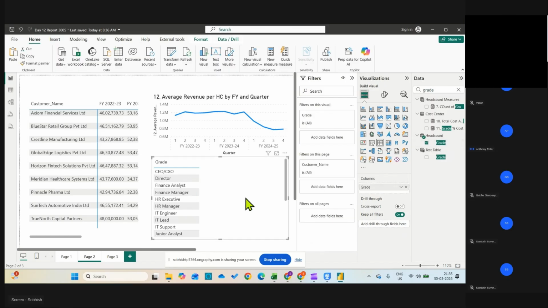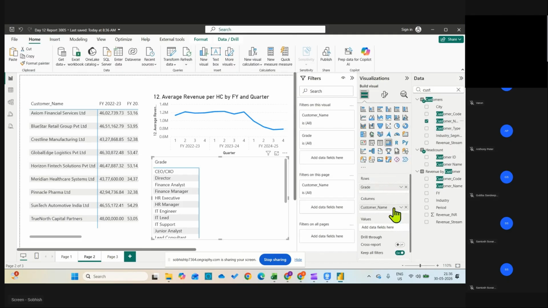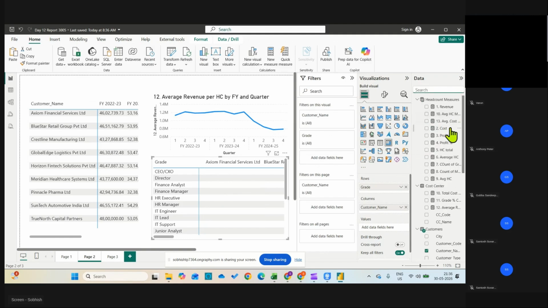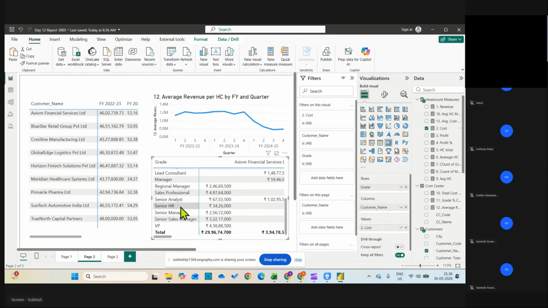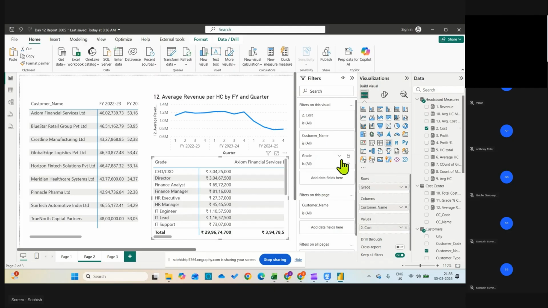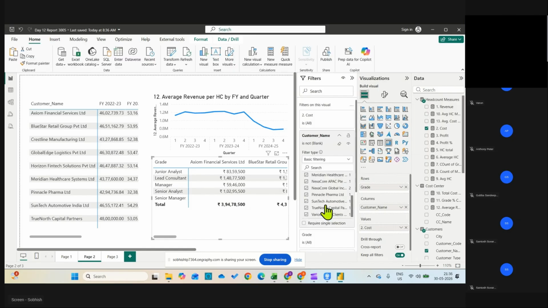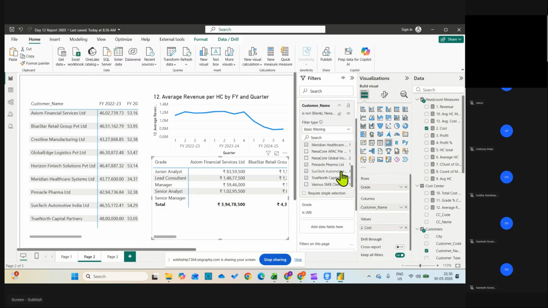So we can look at their cost. We can look at their cost percentage. For example, let's look at the grade mix for each customer. Let's say I have the customer name here. Let's bring the customer name in columns, and then I will bring the cost here. We should hide this because it includes all the overhead expenses as well. So we should exclude the overhead ones. We will exclude the blank, we will exclude the Nexa, and now these are only the billable headcount. Overhead we will look at separately.